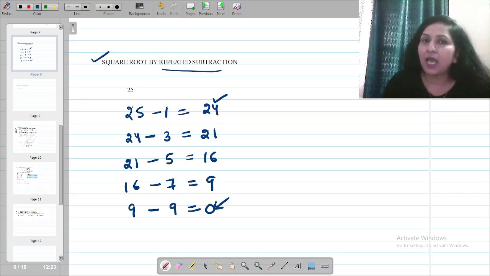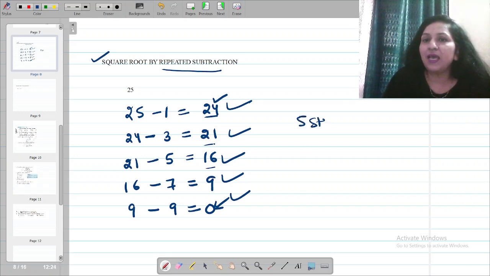ठीक है, हमने क्या किया? From the given number, we have subtracted the series of the consecutive odd numbers and we have picked the initial number as the answer. ठीक है, how many steps have we taken to complete this? 1, 2, 3, 4, 5. Count the number of steps. 5 steps we have taken.